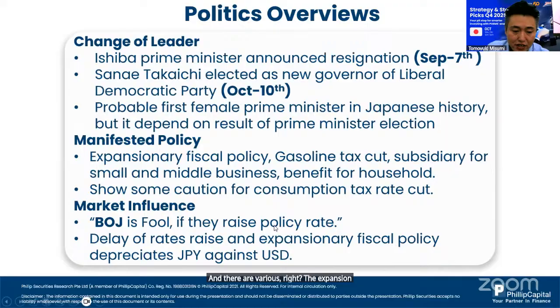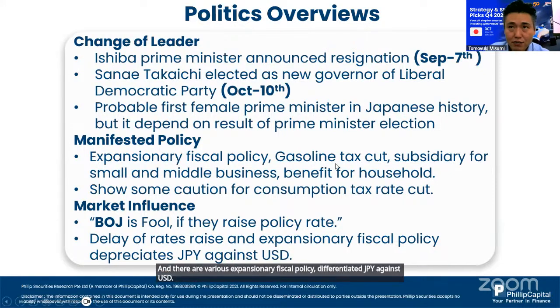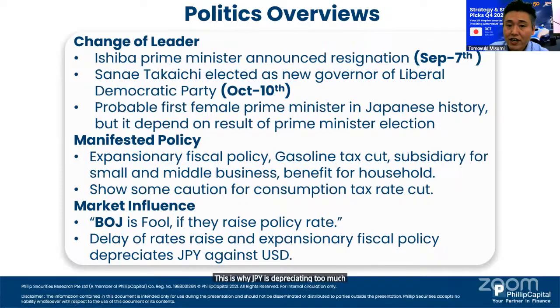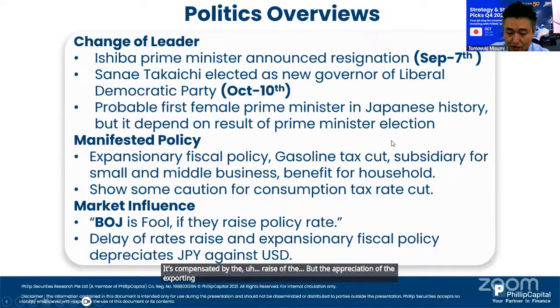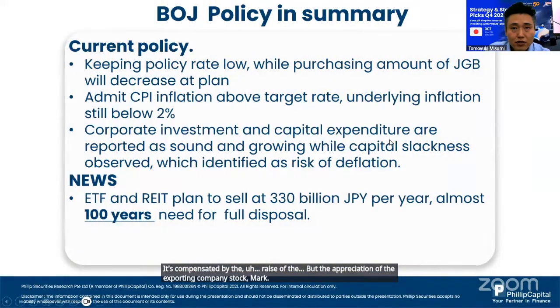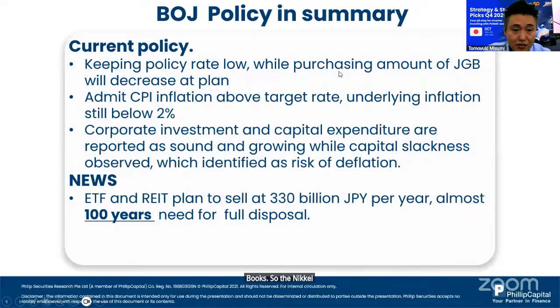Expansionary fiscal policy depreciates the JPY against the USD. This is why the JPY has been depreciating so much in recent days. But the new Japanese female leader may be seen as positive, and the depreciating JPY is compensated by the appreciation of exporting companies' stocks. So the Nikkei is appreciating right now.